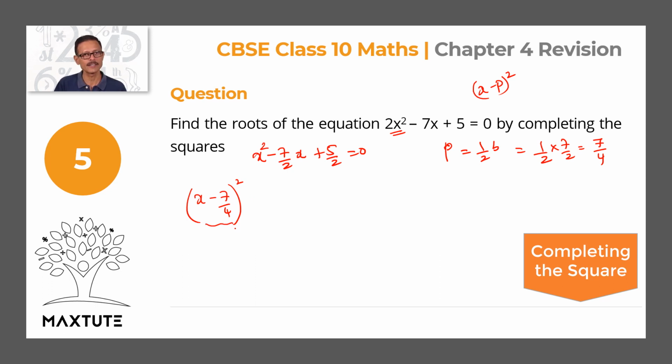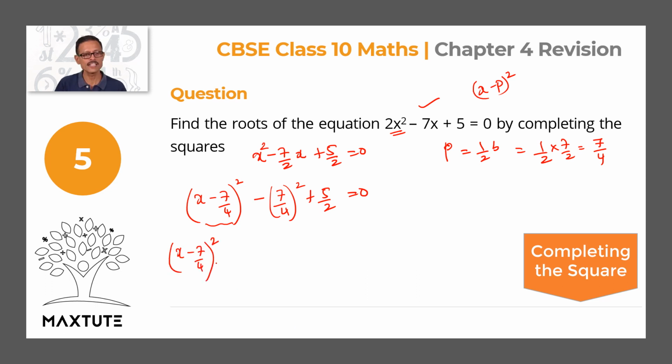That is all included here. So you've added a (7 by 4) the whole square, and subtracted that (7 by 4) the whole square here, plus 5 by 2 equals 0. This is the same as this equation. Let's keep this as it is. We're not going to do anything with this. We want it as a full square. Let's not expand it again.